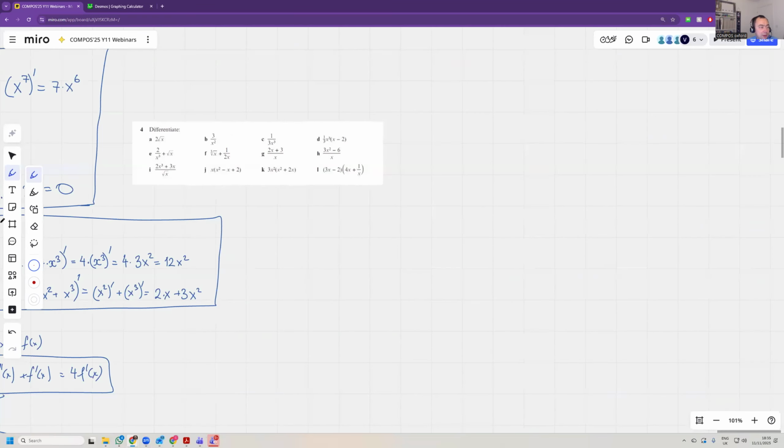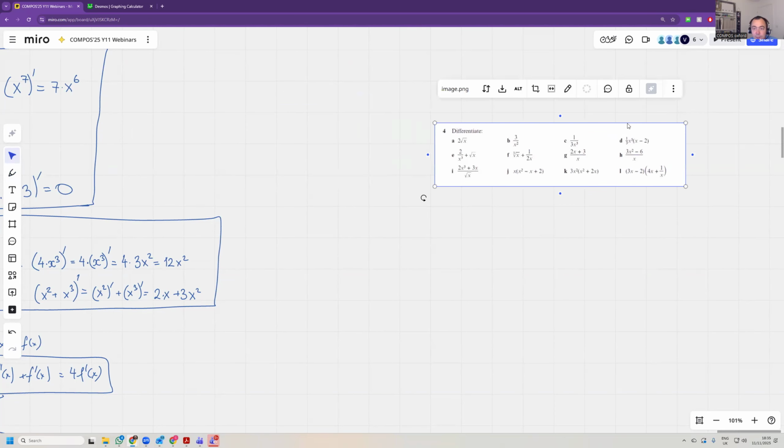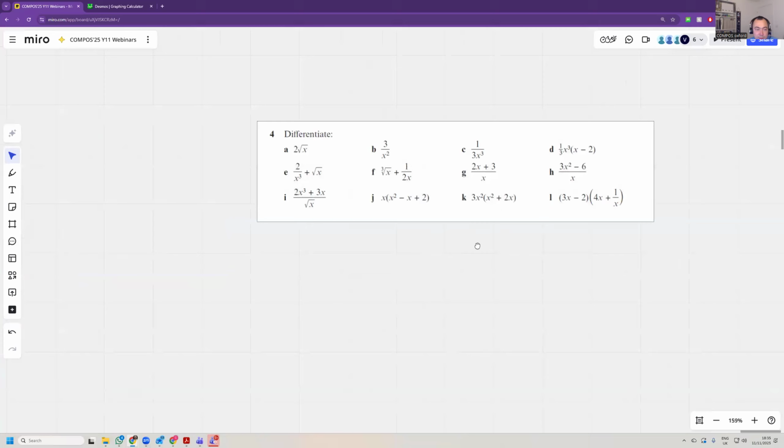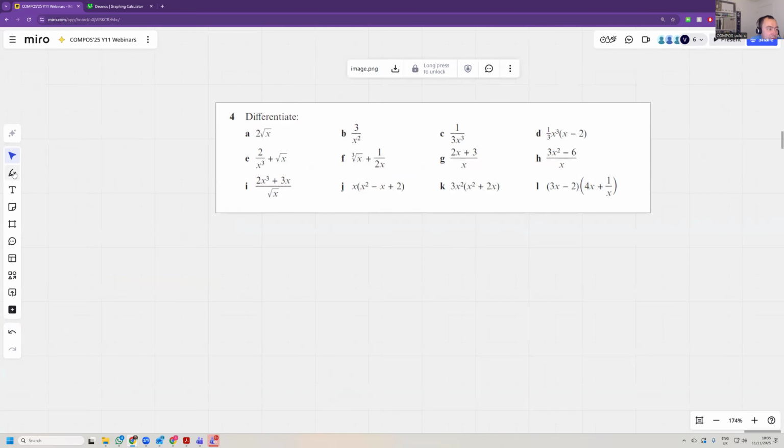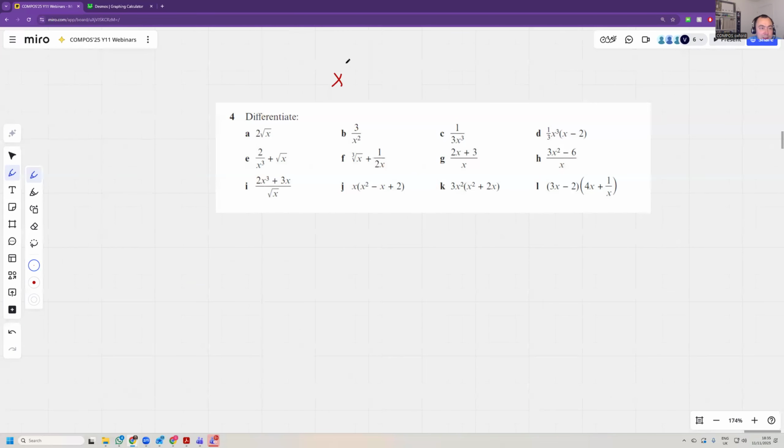Okay, now let's look at these questions. These are slightly trickier, but we still use the same formula. We use the formula x to the power n, derivative is n multiplied by x to the power n minus 1. So question A.